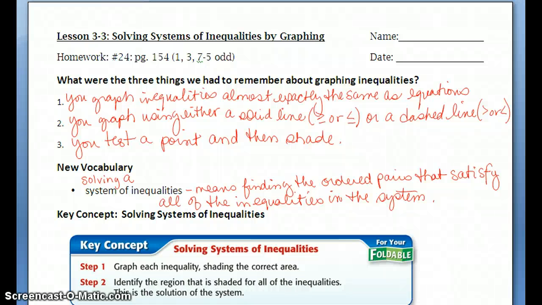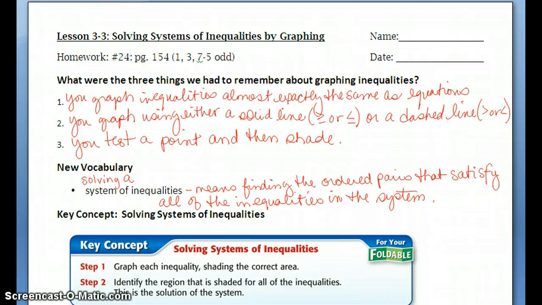Okay, today what we're going to do is learn about solving systems of inequalities by graphing. And we have graphed inequalities before, and there are three things that we learned about that. We remember about that. And those three things are already written out that you'll need to write in your notes. And it says the first thing is that you graph inequalities almost exactly the same way as you graph equations.